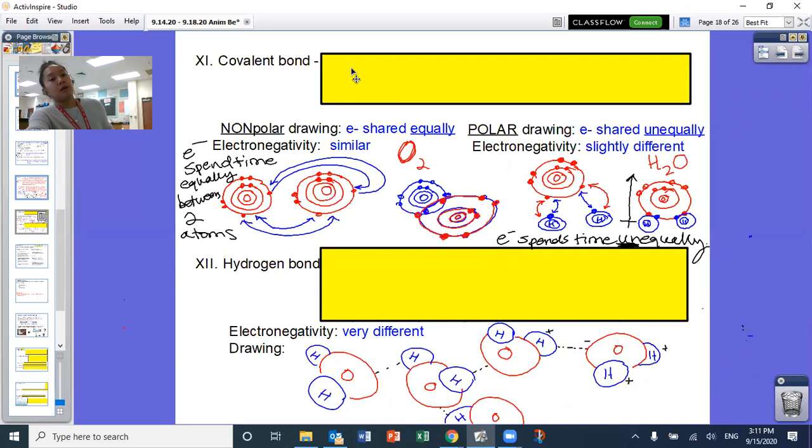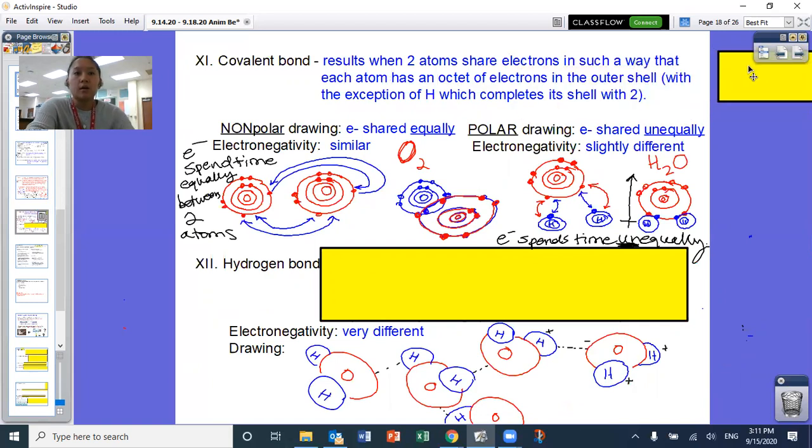The second type of bond is actually technically broken down into 2 kinds of bonds. And in general, covalent bonds result when 2 atoms share electrons in such a way that each atom has an octet of electrons in the outer shell, with the exception of hydrogen because it only has 2. It's a tiny atom. Okay.